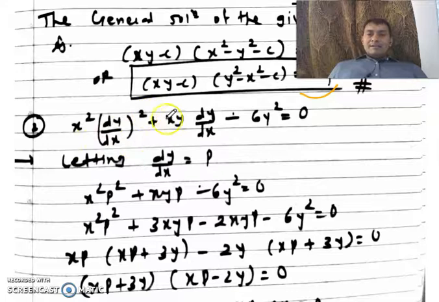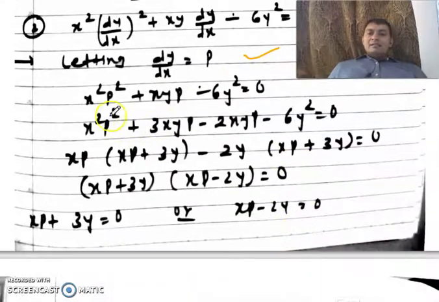x square (dy/dx) raised to power 2 plus xy (dy/dx) minus 6 times y square is equal to 0. Here dy/dx is equal to p. So just assume x square p square plus xyp minus 6y square is equal to 0. Again, the product of the first and last is going to be minus 6x square y square p square. So we have to factorize it so that the product is this, and the sum or difference is going to be xyp. So 3 into 2, that is the 6 x square p square y square.